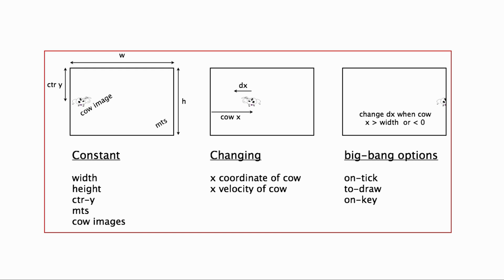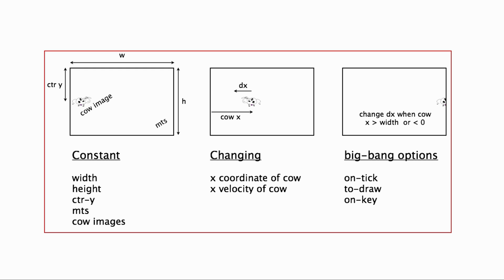The most important difference is reflected in the center picture and also in the changing information, which is that here there are two changing information values associated with a cow. The cow's x-coordinate and the cow's direction and speed. We're going to call the direction and speed dx for the change in x. So that is how we're going to label the velocity, which is the change in the position.